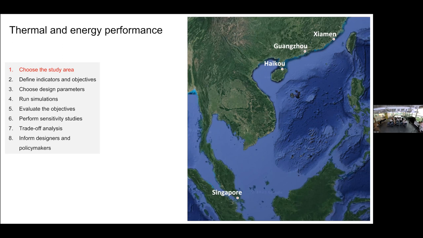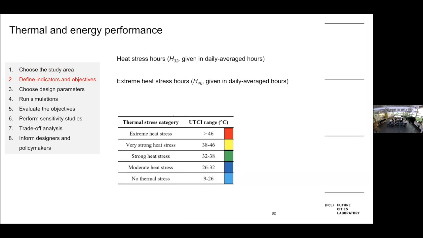Okay, so let me talk about the indicators. The first two indicators are the heat stress hour, which we call H35, and secondly, the extreme heat stress hour. Both are based on the definition of the UTCI. When the UTCI value is higher than 46 degrees, people will suffer from extreme heat stress. When it's larger than 32 degrees, we have strong heat stress, and we calculate the accumulated hours with UTCI above 32, so then we get the heat stress hour value.